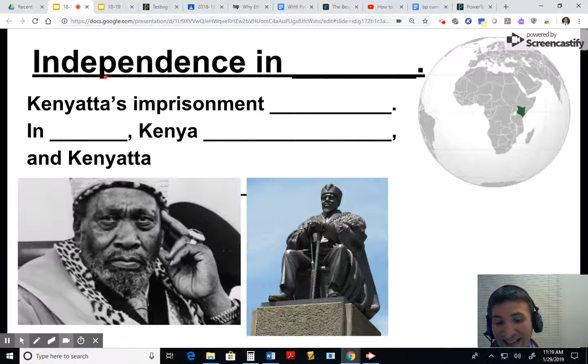More on Kenyatta. Kenyatta's imprisonment caused the rebellion to grow. And in 1963, Kenya won independence, and Kenyatta became the first president. So there's Kenyatta, and there he is, the statue of him. The Kenyan people think of him so highly that they have a statue in Nairobi, one of the major cities in Kenya today.